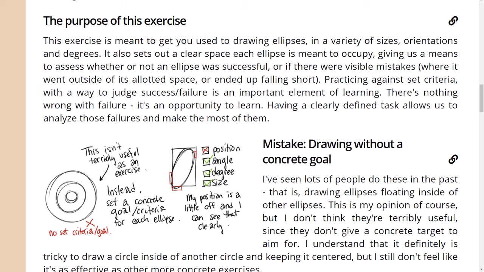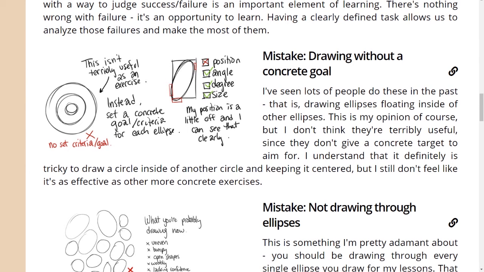Practicing against set criteria with a way to judge success or failure is an important element of learning. There's nothing wrong with failure, it's an opportunity to learn. Having a clearly defined task allows us to analyze these failures and make the most of them. And look, he even pretended he was bad at drawing ellipses just for us.